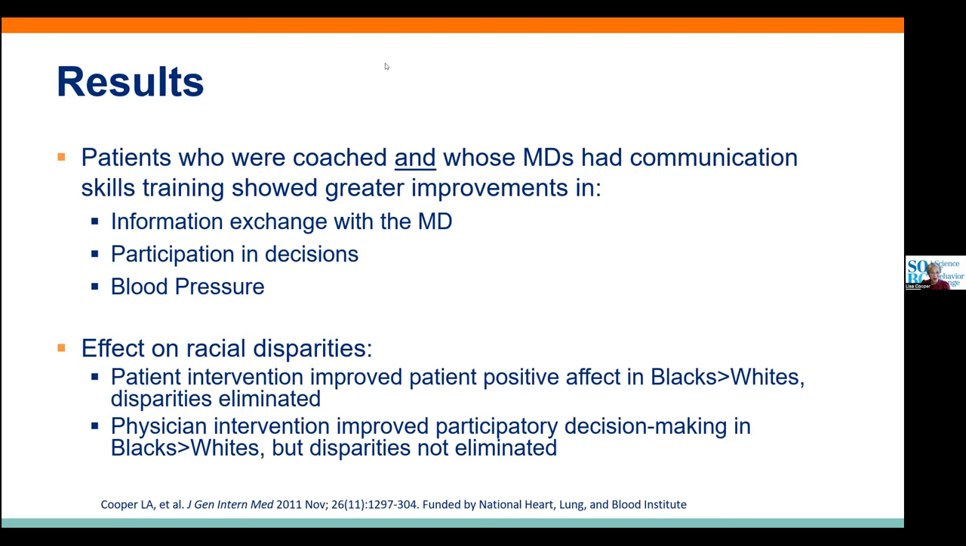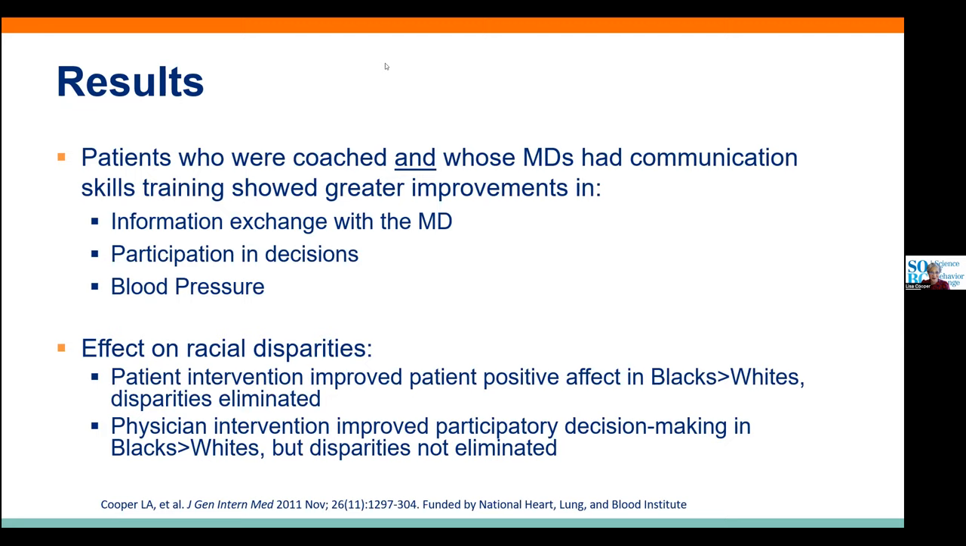The physician intervention improved participatory decision-making in Blacks to a greater extent than in whites, but it still didn't eliminate the disparities we had seen at baseline. So we eliminated some, but not all disparities, and we did show improvements, but it needed both the patient and clinician intervention to do that. When we used either one or the other, there was some improvement, but it was not as great as the improvement we saw with the combined interventions.